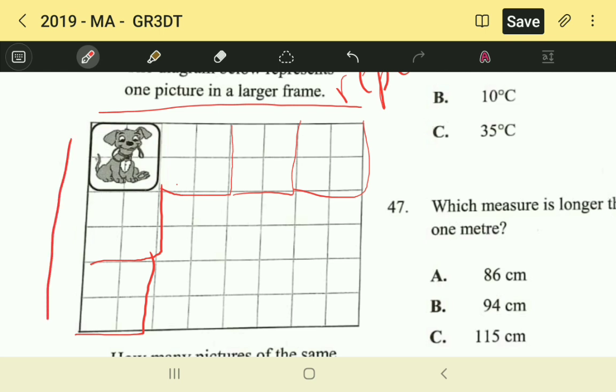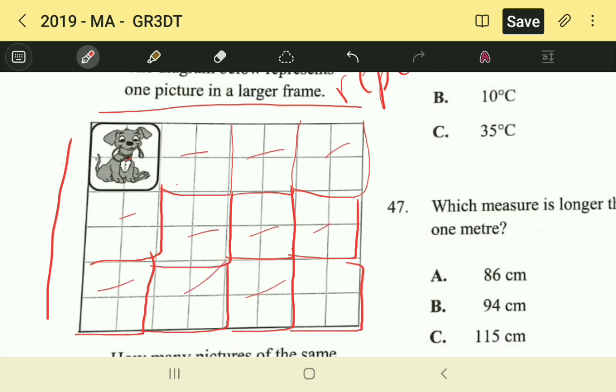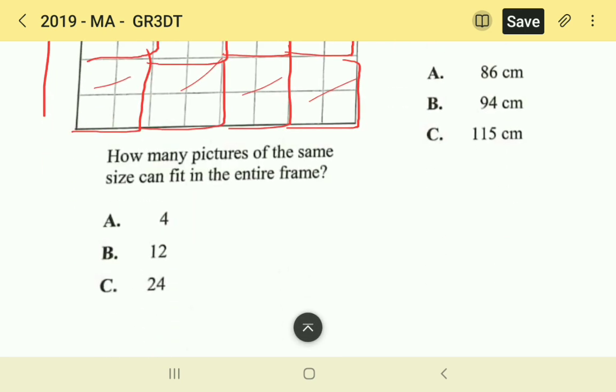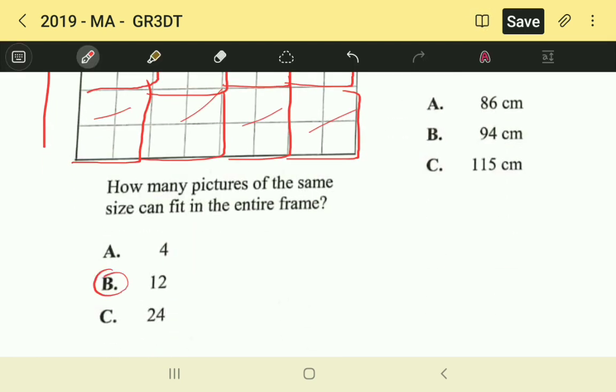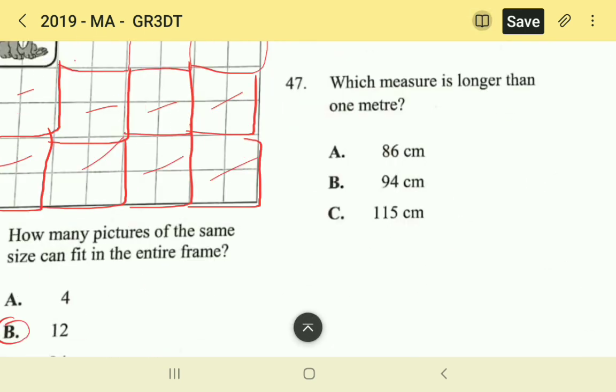4 3s are 12. But let's say you have to set it out. Some people might think they have to figure it out this way. Let's continue. Another one would fit here, another here, another here, and the last one here. So we have 1 2 3 4 5 6 7 8 9 10 11 12. 12 pictures of the same size, and that's at B. Nice paper, guys. Let's move over.